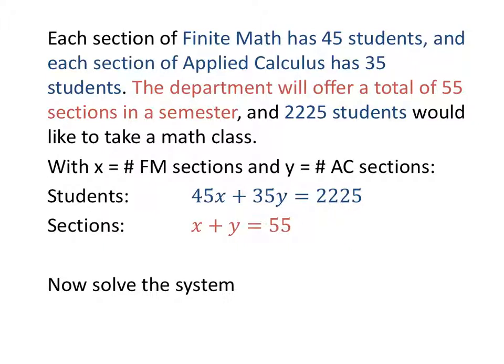I also have a total number of sections. The number of sections of finite math plus the number of sections of applied calculus has to be a total of 55. This is one of those nice systems where if you know how to use the substitution method, you should do so. But I'm going to stick with the elimination method. Here we go.